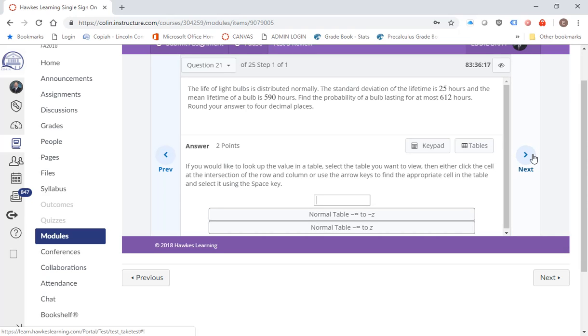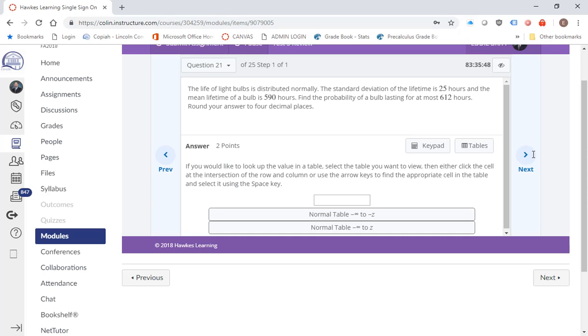Alright, this one is very similar. This one does give you the standard deviation though. It doesn't give you the variance, so you're not going to have to find the variance. It says the standard deviation of this light bulb is 25 hours. The mean lifetime is 590 hours. Find the probability of a light bulb lasting more than 612 hours. Okay?